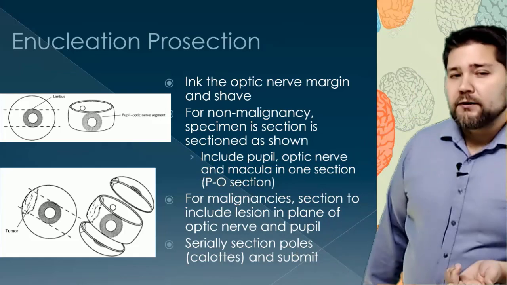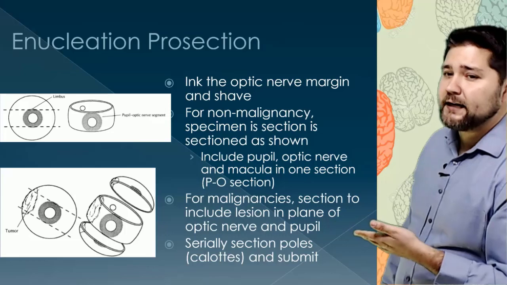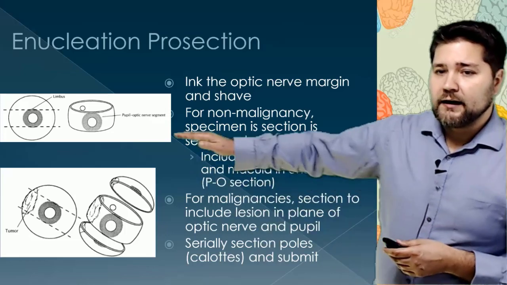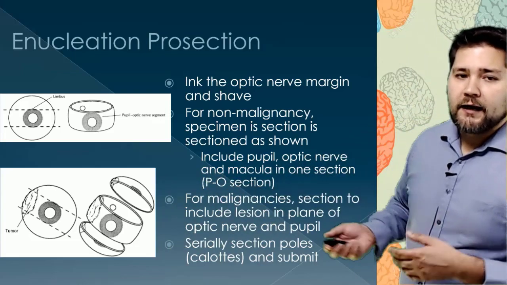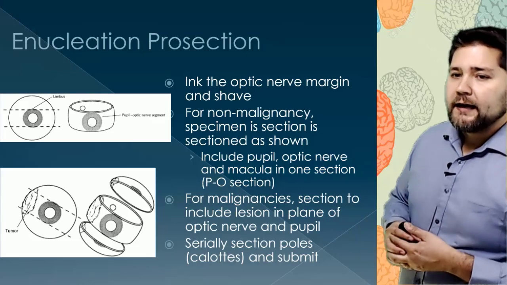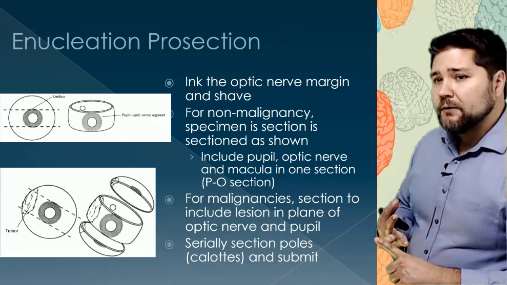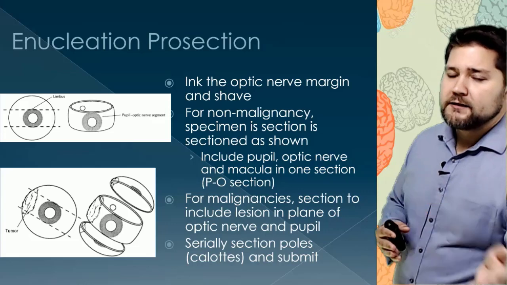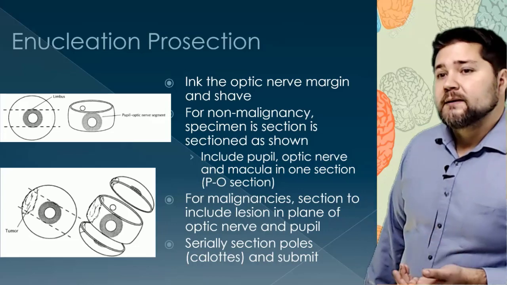Now, if this is for malignancy, then as I mentioned before, our goal is to get that malignancy in the same plane as that cut. And once we've done that, we're left with these two poles on either side that we cut off. And those are also referred to as calottes. You'll see those referred to in the grossing guidelines, so either poles or calottes. You'll take those off, and after you've gotten your optic nerve margin and your PO section for the tumor, now you can take those poles, serially section them, and submit them entirely as well, and just submit your enucleation specimen in its entirety.